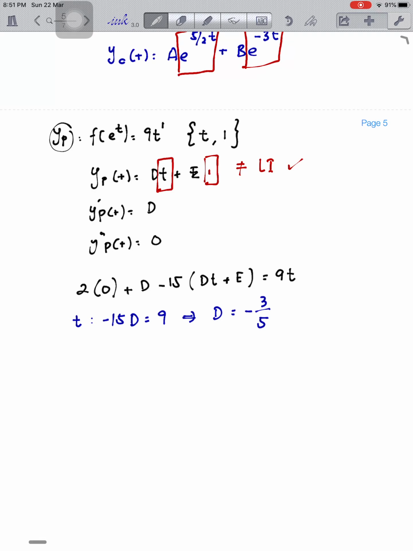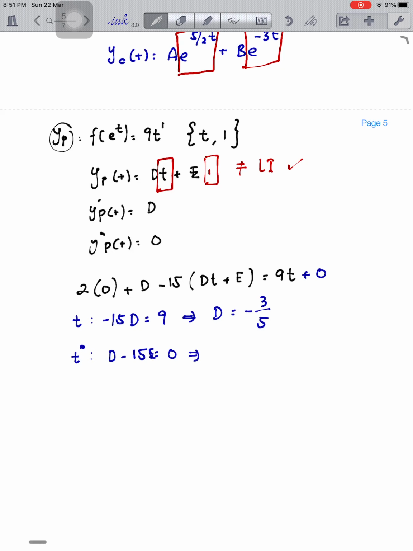And then I'm going to do the same for t to the power of 0. Basically, I'm just going to collect all the constants. So I'm going to have d minus 15e, and that is going to equal 0 because there's no constant right there. So this is not 15, this is actually minus 15e, and that is what we're looking for.